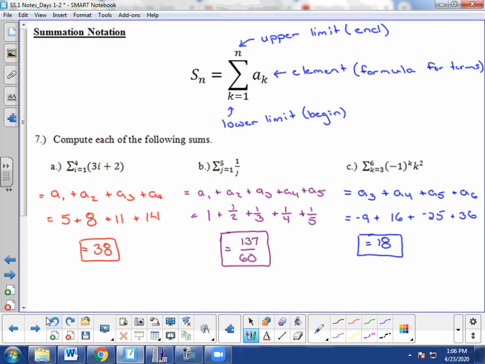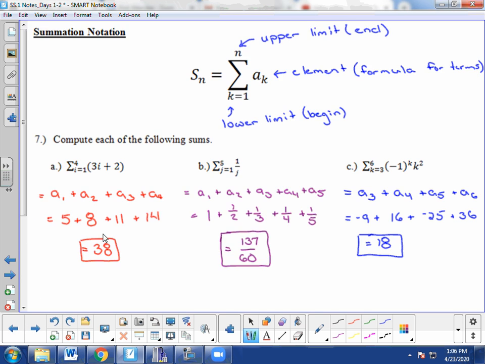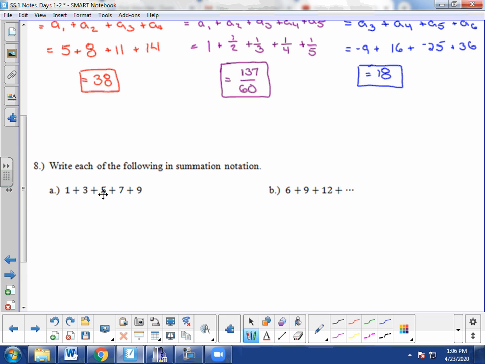Now we can also go the other direction. We can start with a summation written out in terms and then write that into summation notation. Summation notation again is this sigma symbol. It looks kind of like an E.